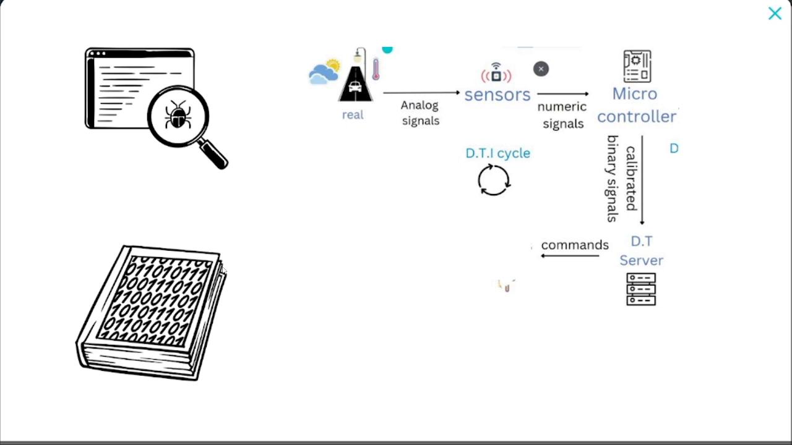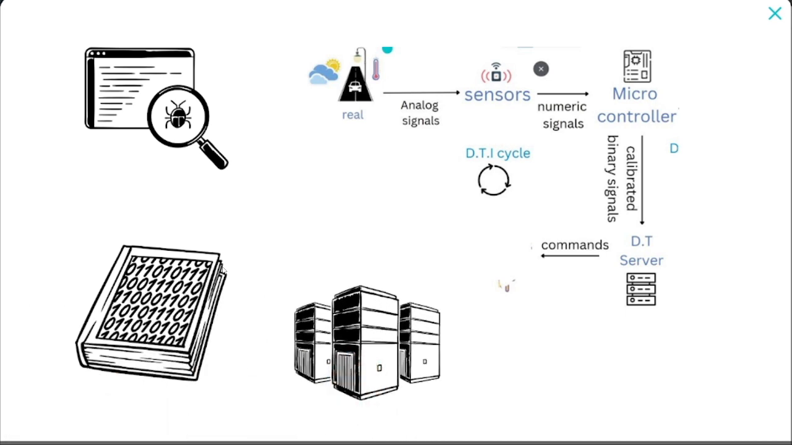On the other hand, the DT server code is responsible for managing the digital twin itself. It involves creating the virtual model, receiving data from the microcontroller or other data sources, analyzing and processing that data, and providing insights or feedback to the user or other systems. The DT server code can be written in various programming languages, depending on the platform or framework you're using, such as Python, Java, or C#.